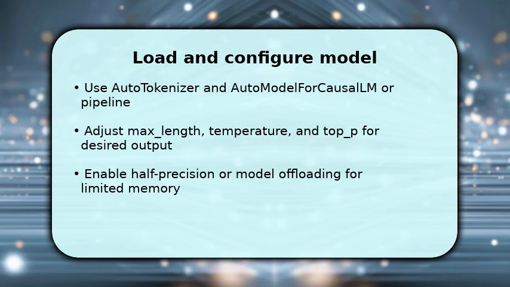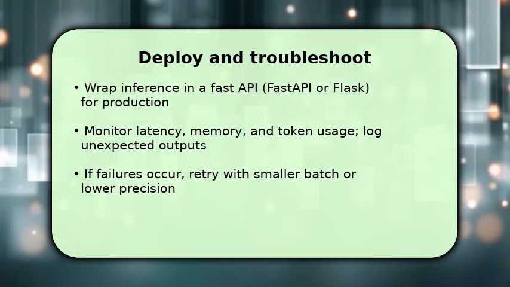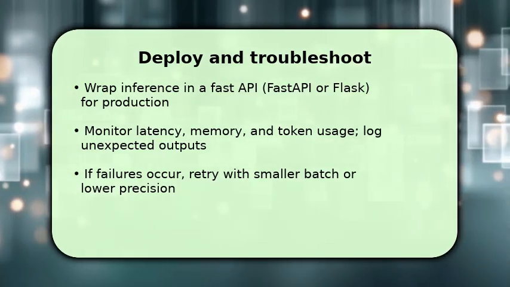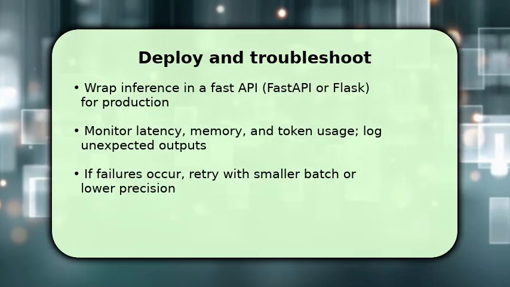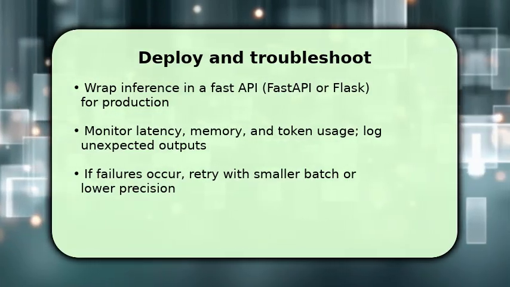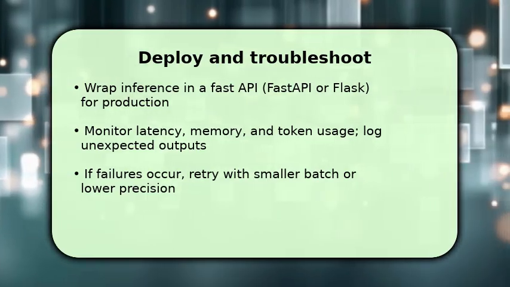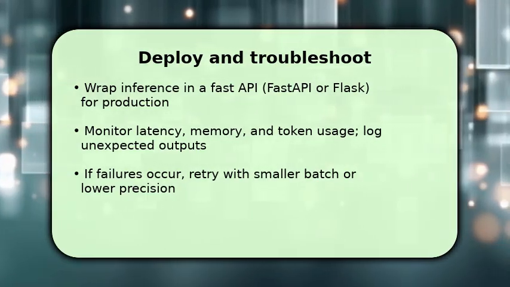You finish by integrating the model into an application and exposing a simple endpoint for inference. This lets other services call your model. Make sure to log latency, memory, and token counts so you can spot regressions. Once deployed, implement batching and caching to reduce cost and improve throughput.